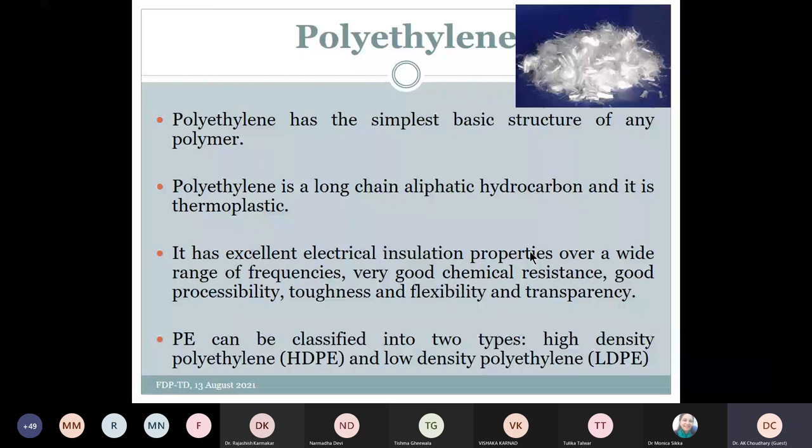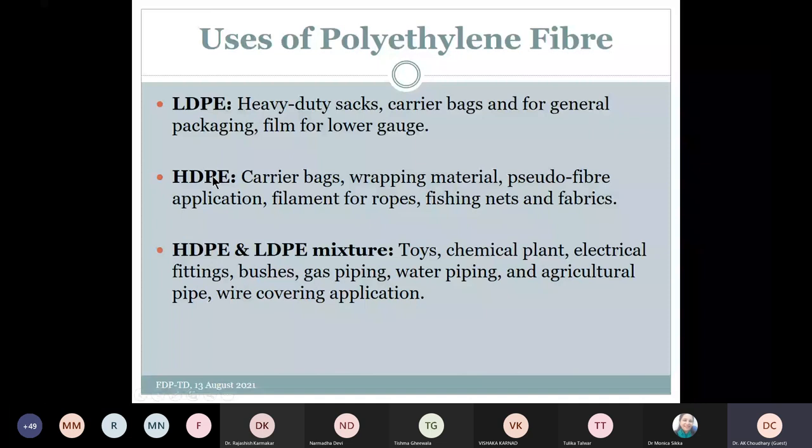So heavy duty sacks and carrier bags, and for general packaging film, and for the lower gauge LDPE carrier bags. So all these LDPE, all the carrying bags that you see, American Tourister, or all this VIP, they are using this polyethylene fiber for their product, especially this HDPE for the carrier bags made by Aristocrat, American Tourister, VIP, Indian brands and international brands, all of them are using this polymer for their product.